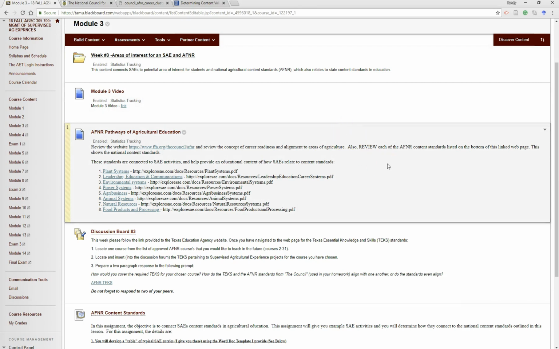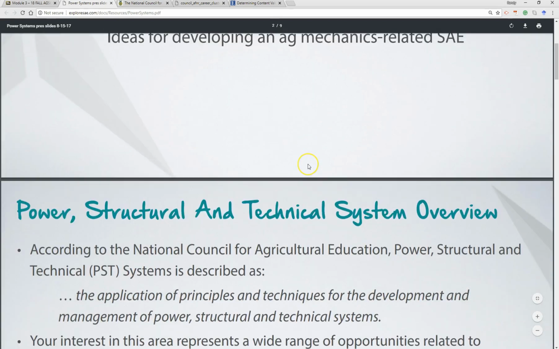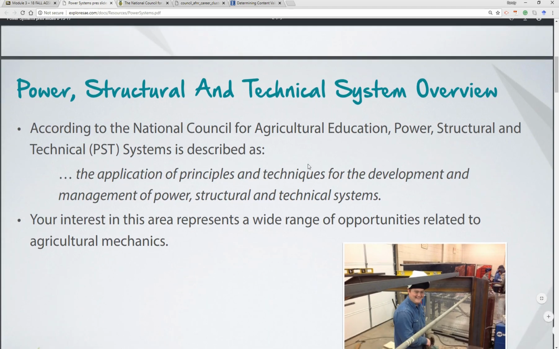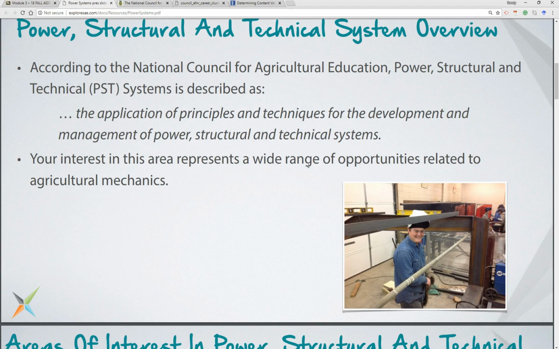But then what I'd also like you to do is take a look down here at, and this comes from the Explore SAE site, some different items such as plant systems, leadership, education, communications, all the way down to food products and processing. So if we click on, say, power systems here, it'll take you to a series of slides that have been put together for you. And this will have some different options for your SAE specific projects.